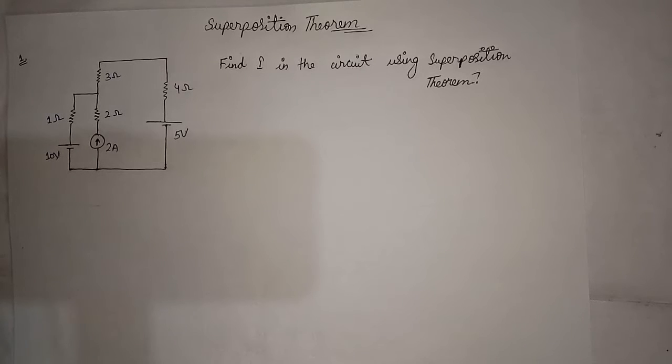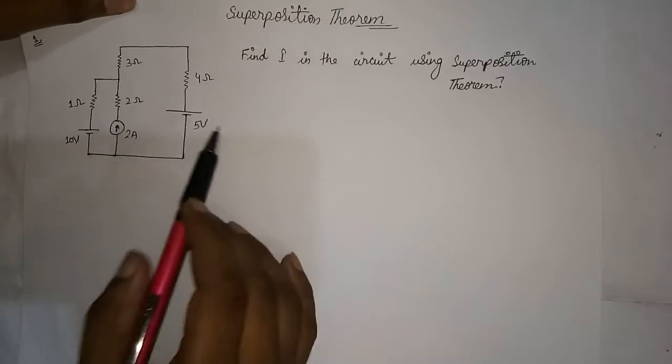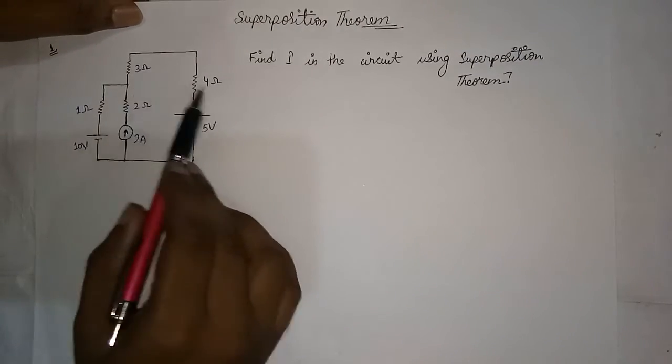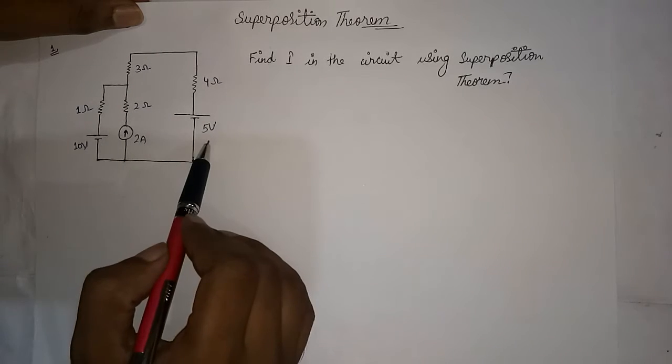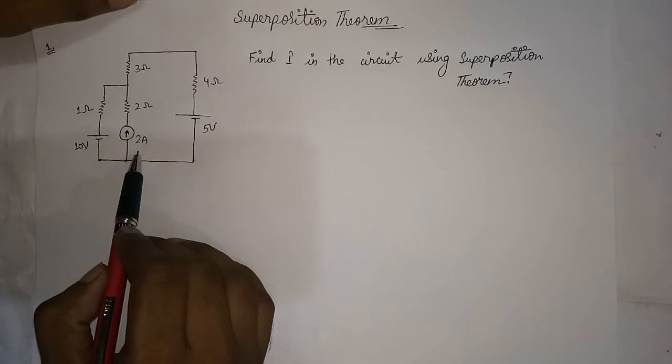So today I am going to teach you some complex questions of superposition theorem. So please watch the class till the end and you will solve the questions easily. And how? Let's see. So today we are going to solve this question having a few resistances, that is 3 ohm, 4 ohm, 2 ohm, 1 ohm, two voltage sources 5 volt, 10 volt and one current source of 2 ampere.